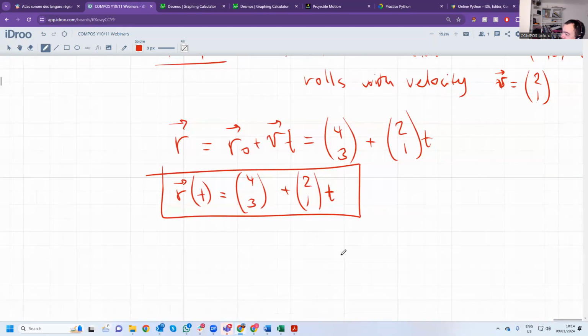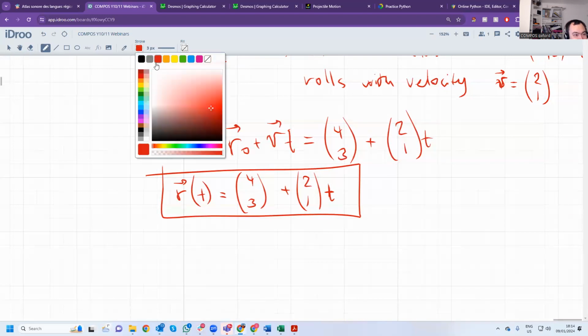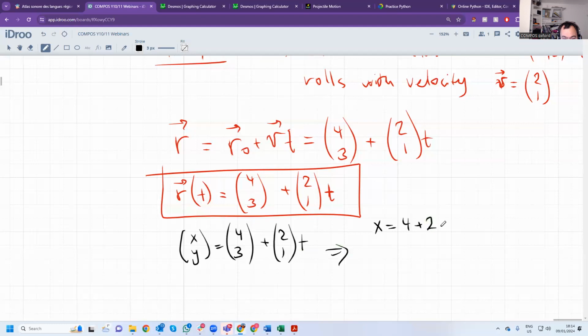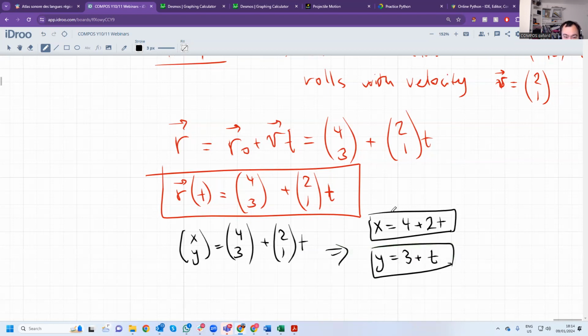Let's rewrite this. Rewrite this as (x, y) equals (4, 3) plus (2, 1)t. From here, we get x is equal to 4 plus 2t, and y is 3 plus t. This is literally the same thing. So this and this are equivalent.